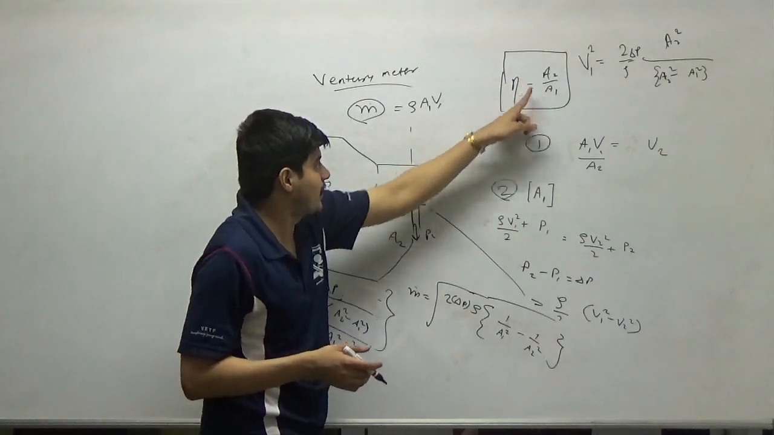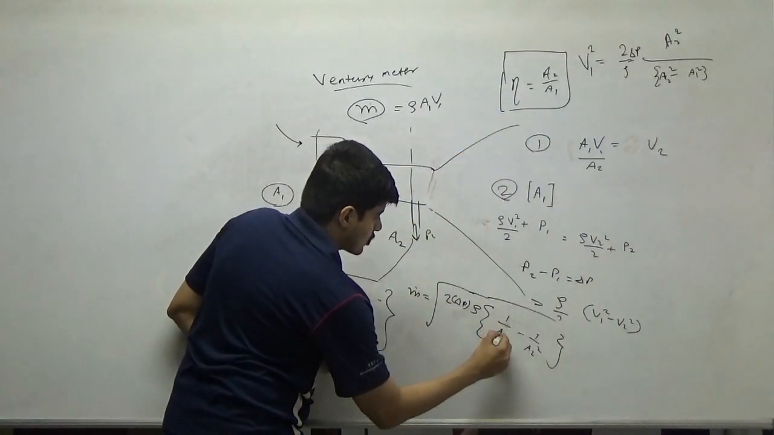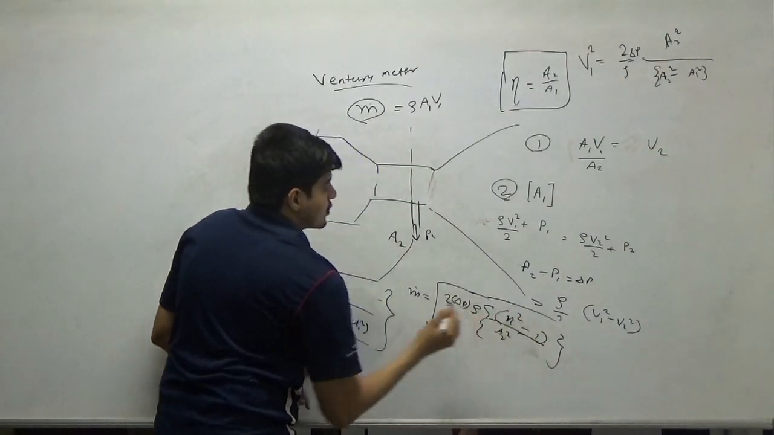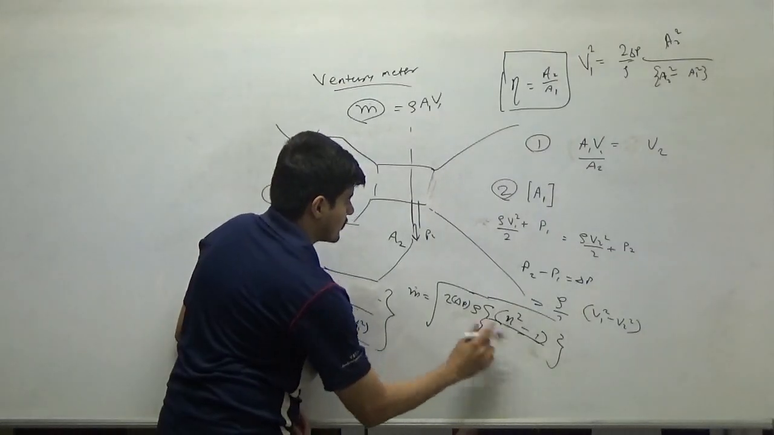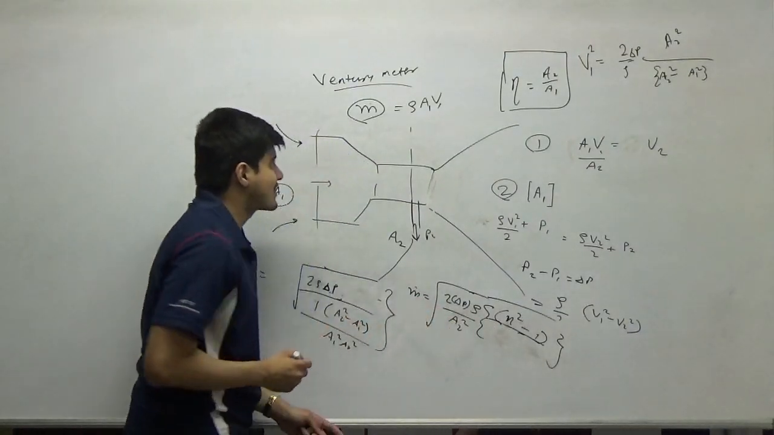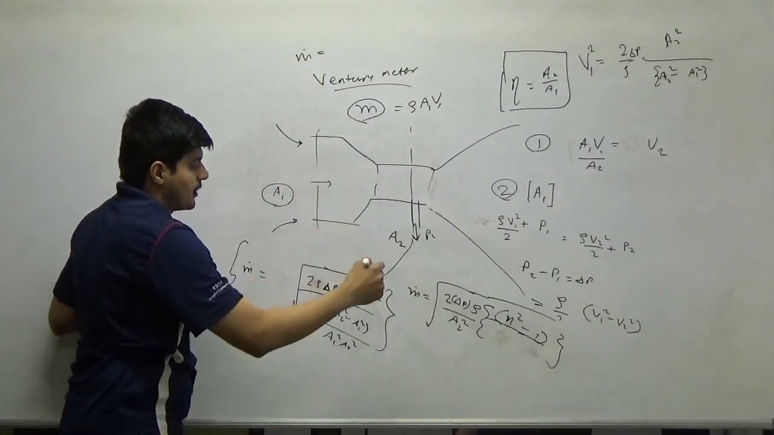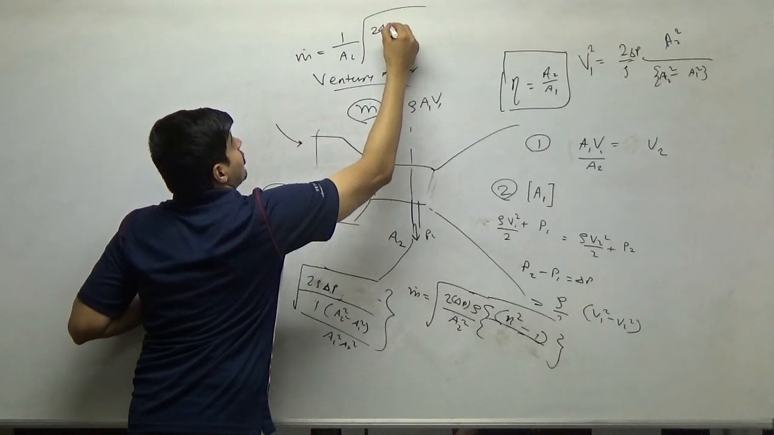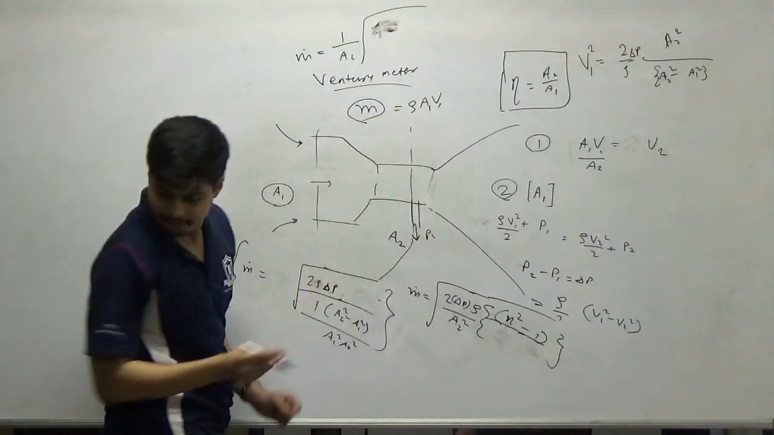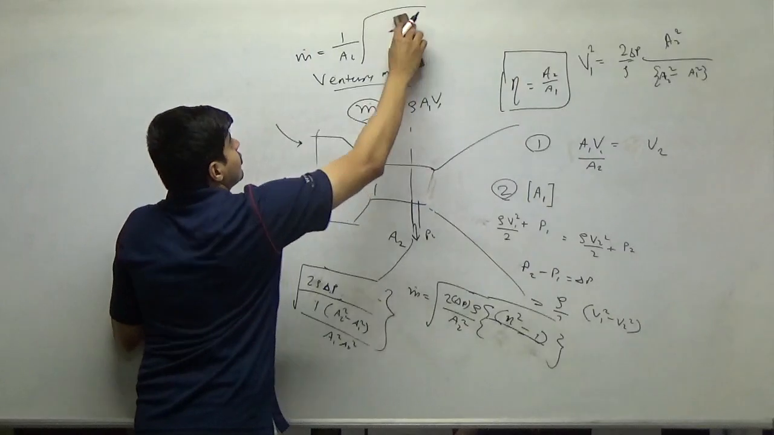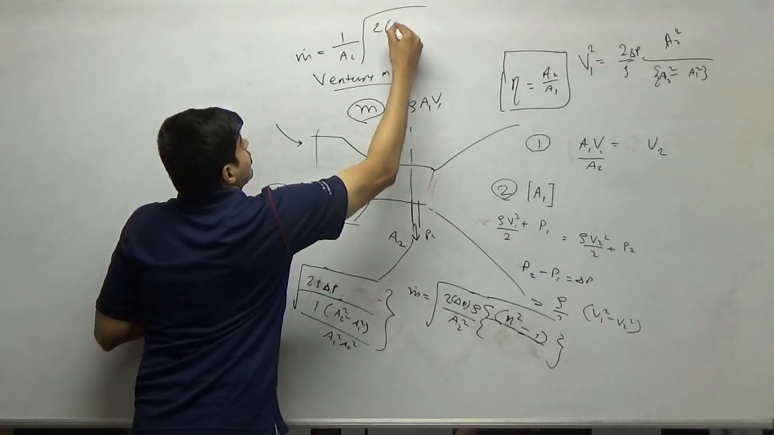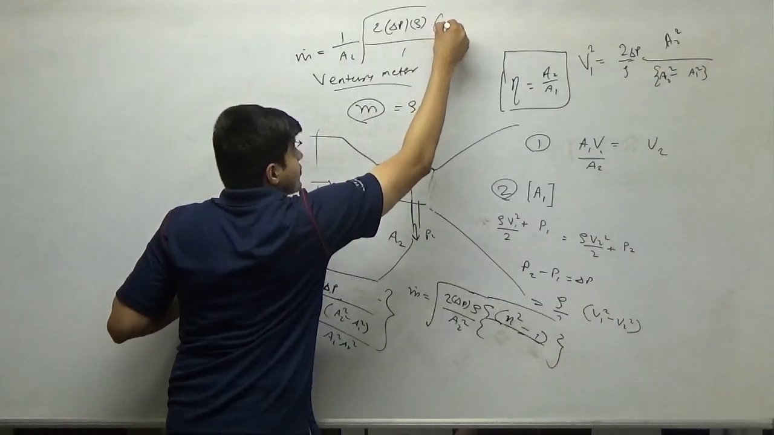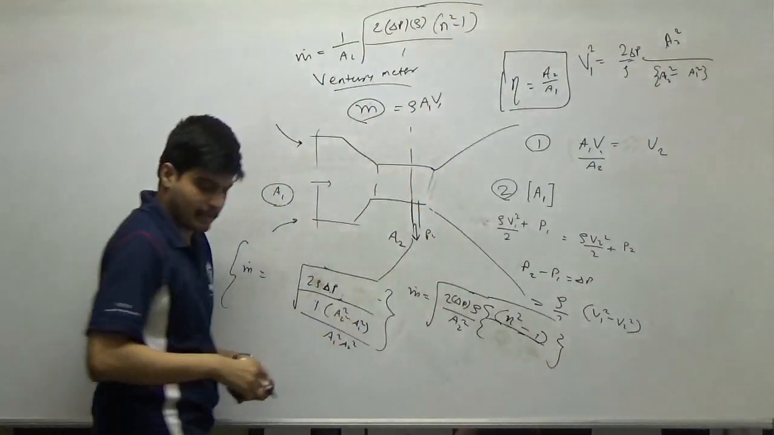A2 is known. So what is A1? A2 upon eta. So A1 square is A2 square over eta square. So if you substitute this, you get this relation. Or simply, m dot through venturi meter is 1 upon A2, root of 2 delta P into rho, denominator is nothing but eta square minus 1.